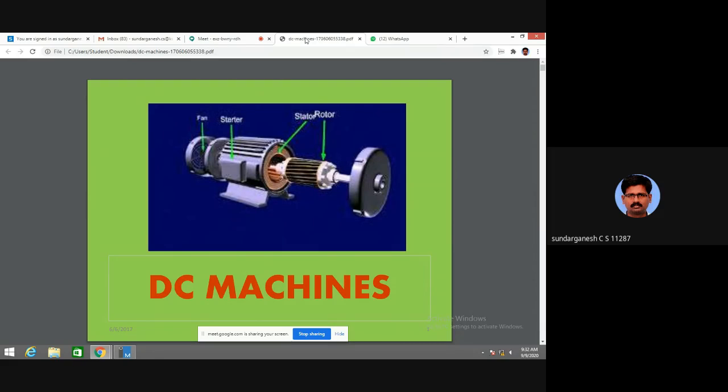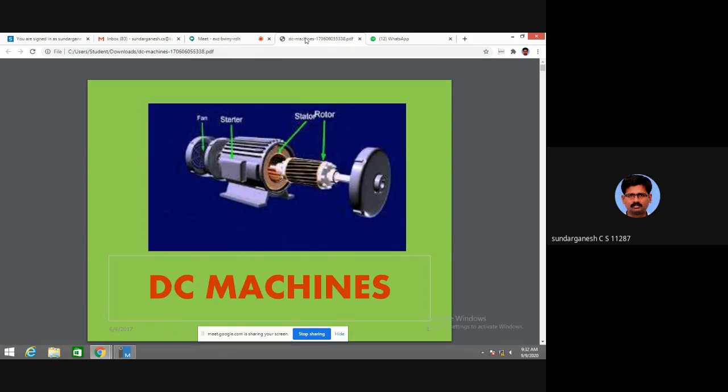So today we are going to module 2. In module 2, we have two parts. One is electrical machines, another one is electronic devices. So in the electrical machines, you have DC machines as well as AC machines. So first we are seeing DC machines. Next we go to see AC machines.